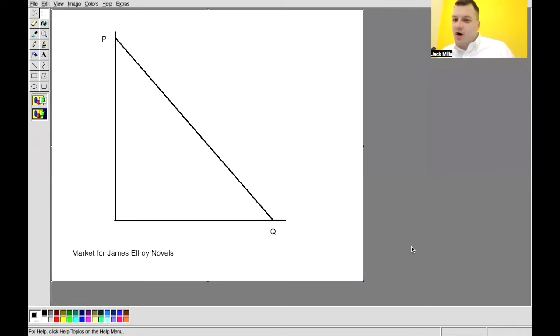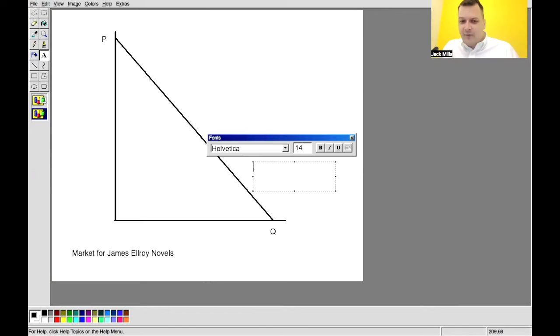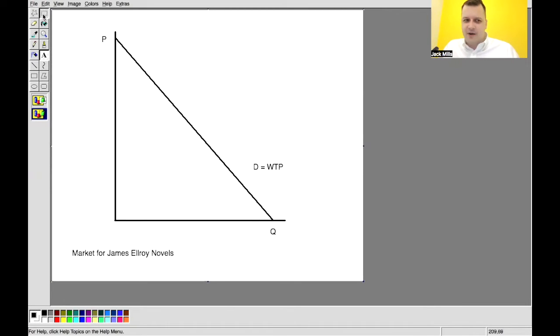Okay, so we've got our nice, cool, wonderful, chill demand curve, and it's the market for James Ellroy novels. I'd recommend you watch his Conan interview. And remember, the demand is the willingness to pay. That's our first point. Remember, consumers are willing to pay various prices. Demand is willingness to pay.